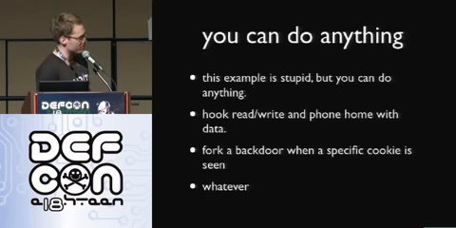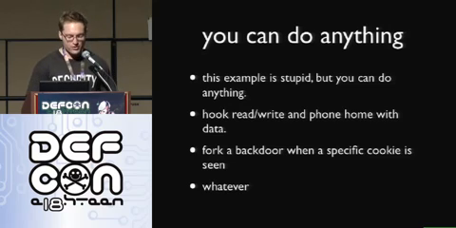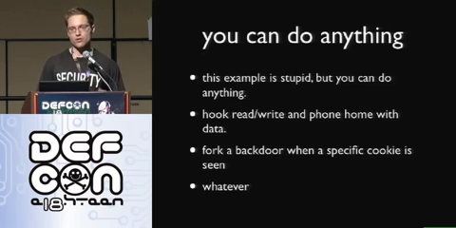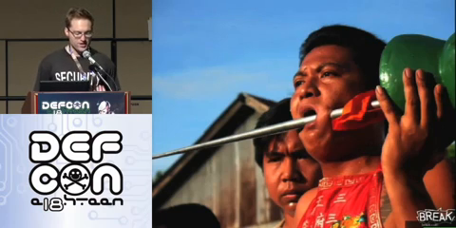So anyway, this example is stupid, but the whole point is just a proof of concept. You can do anything, right? You could hook read and write and just phone home with all the data coming in or leaving the application. You can fork a backdoor when you see a specific cookie. You can do whatever you want. But the shitty thing is that we have to social engineer, and that's kind of a problem.